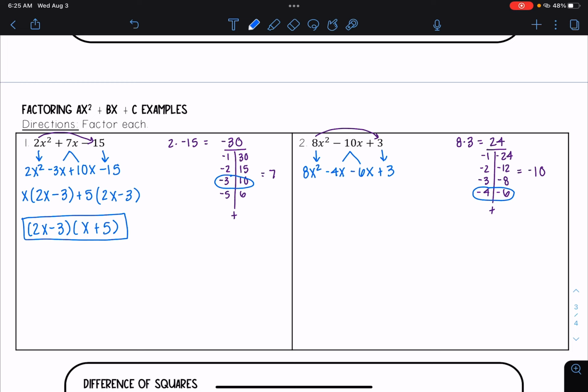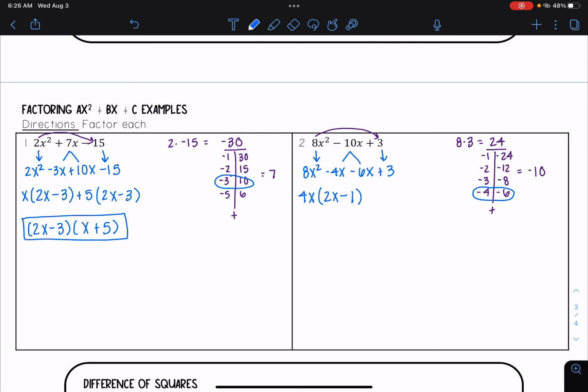Looking at my first pair, I have 8x squared minus 4x. Between 8 and 4, the biggest number that goes into both is 4. And then I see they both share an x. And dividing 4x from both, I get 2x minus, remember 4x divided by 4x is not 0, it's 1.